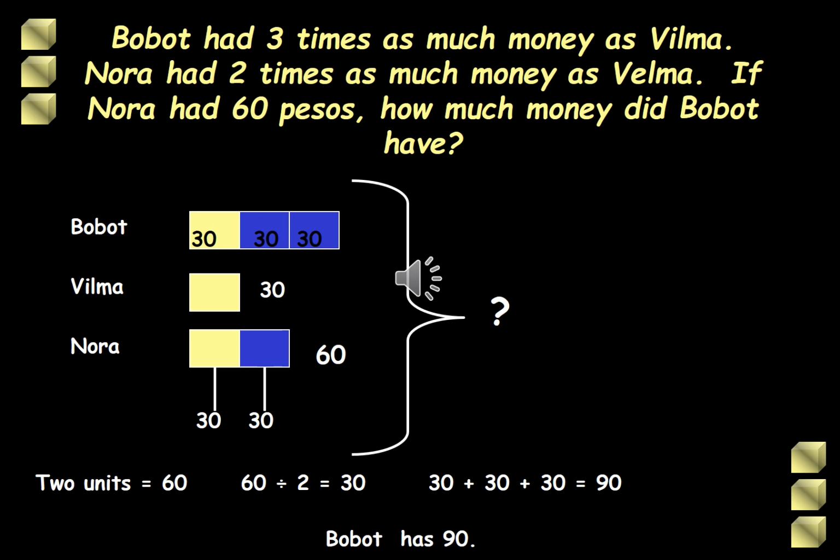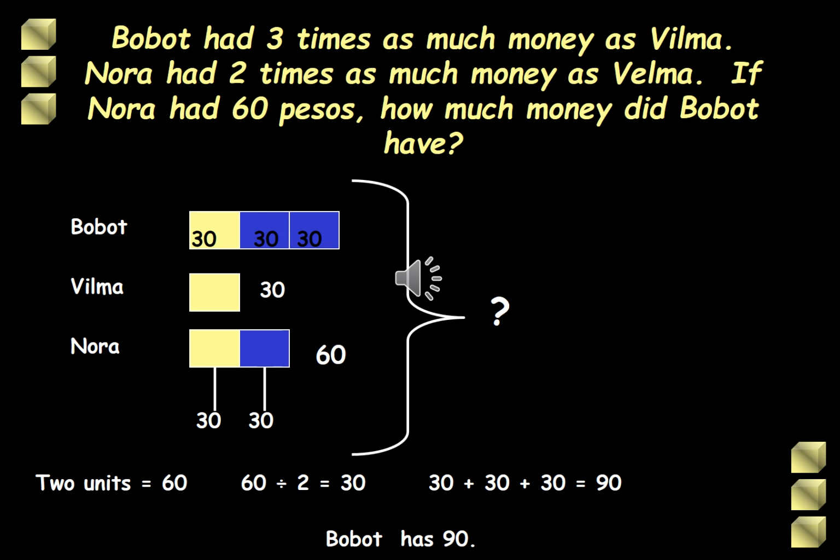Okay, so here, using the bar models, I have drawn 3 bar models, one for each person involved. Here on the illustrations, it can be seen that Bobot has the longer bar model, and next to him is Vilma, and of course, it's Nora, and then finally it's Vilma.